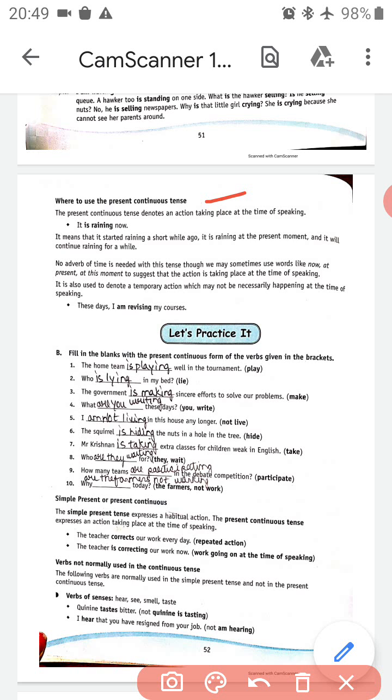No adverb or time is needed with this tense, though we may sometimes use words like now, at present, at this moment to suggest that the action is taking place at the time of speaking. It is also used to denote a temporary action which may not necessarily be happening at the time of speaking.